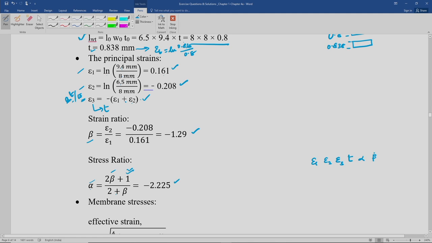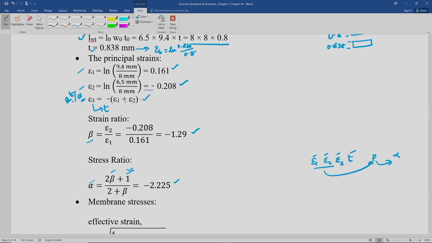So, what is the route? The route we followed is from original and new dimensions, you get epsilon 1 and 2, from that you can get epsilon 3. If epsilon 3 is known, you get t. Or from the initial and final dimensions, you can get t, and then you can get epsilon 3, either way is fine. So, by knowing epsilon 1 and 2, you got beta, and from beta, you got alpha. This is the best route. Any other route, you will stop in between, you will not be able to solve.